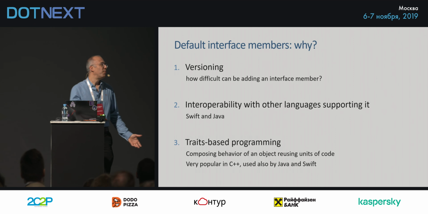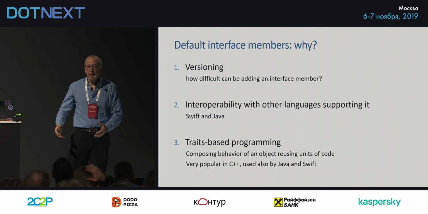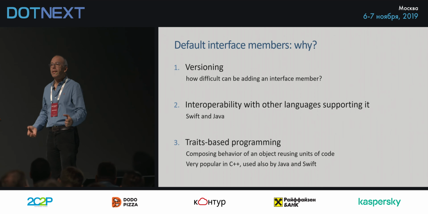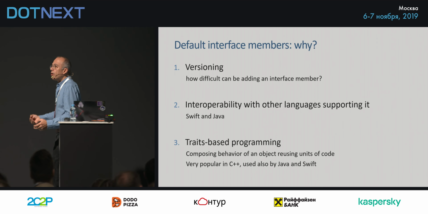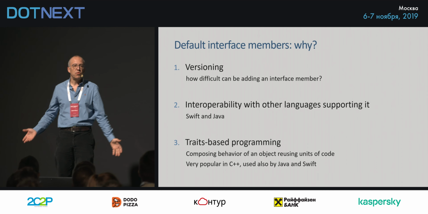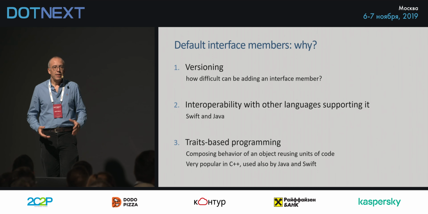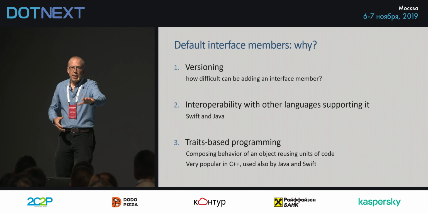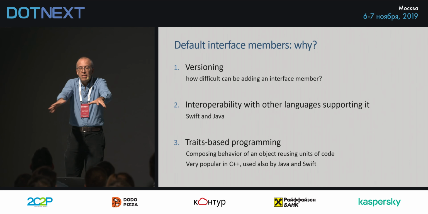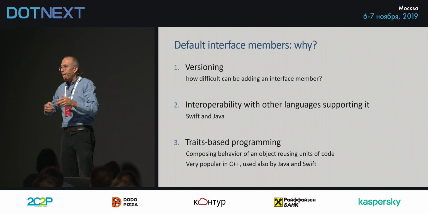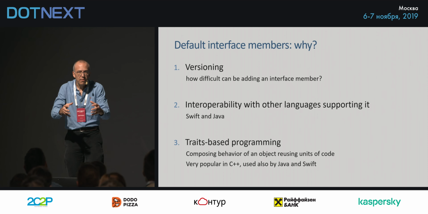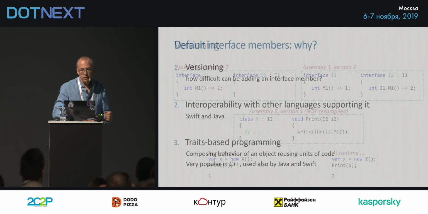Number three, the most important, the one that I love most. This is just the beginning of traits programming. Traits are super important because they give you the ability to compose behavior. It's very common in C++, for example. You may define an interface with a set of methods, another interface with another set of methods, and then inherit these methods as if it were multiple inheritance inside an object. You have composed the behavior of the object, and we will see it in a second.